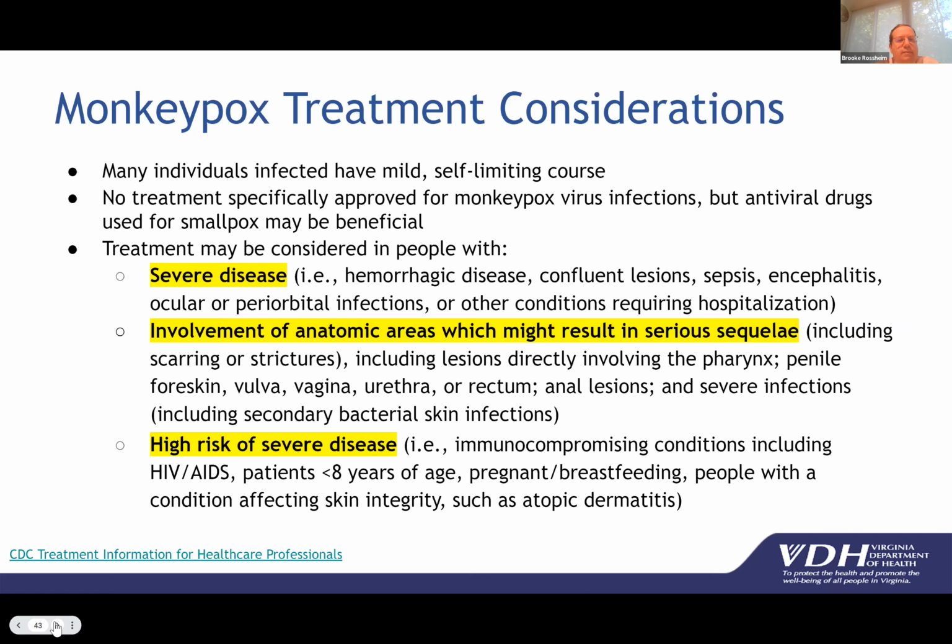The third category would be people who are at high risk of severe disease. So people who have immunocompromising conditions, including patients with HIV or AIDS or any other illness that is immunocompromising. Patients less than 8 years would fall into this category. People who are pregnant or breastfeeding would be in this category. And also people who have a condition affecting skin integrity, such as atopic dermatitis or burns, something like that, would be in that category. Next slide.